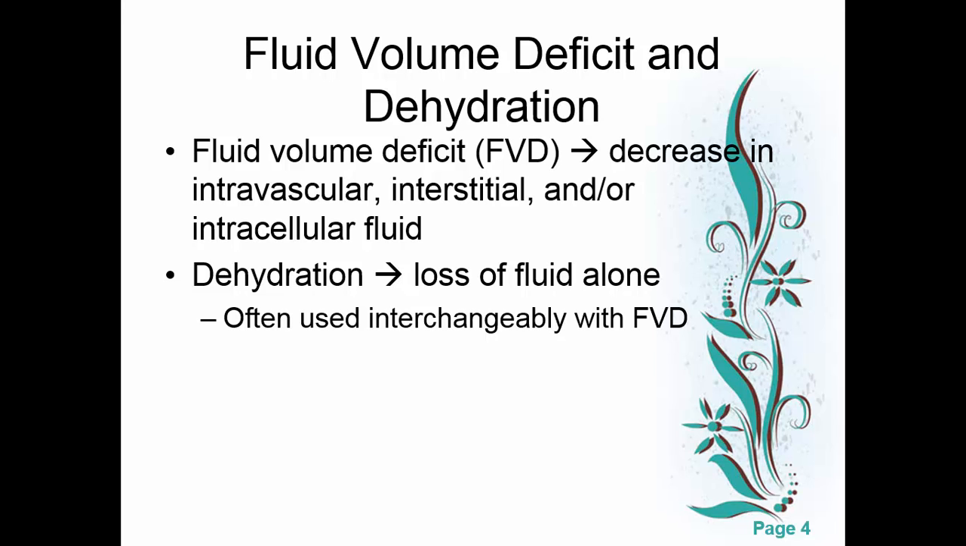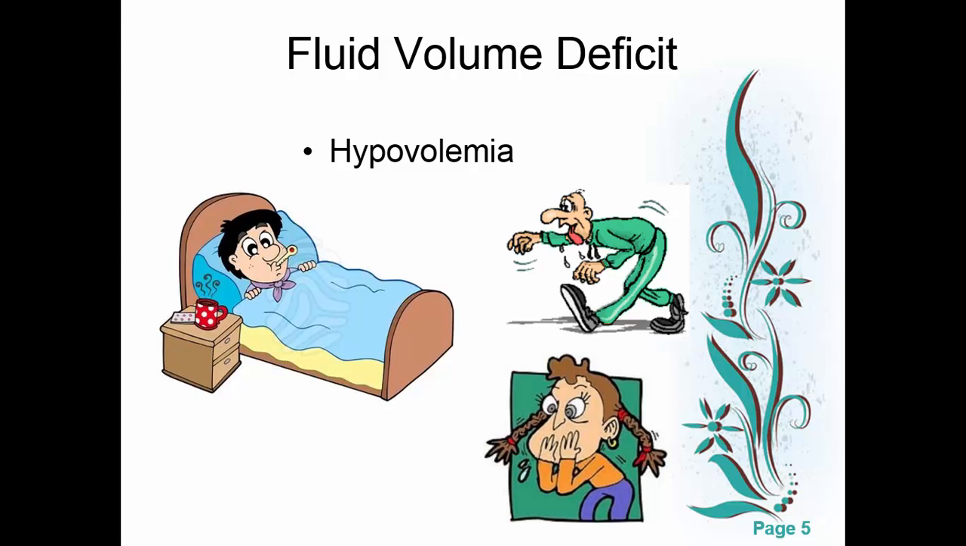Looking at fluid volume deficit and dehydration. Fluid volume deficit is a decrease in intravascular, interstitial, and/or intracellular fluid. Dehydration refers to loss of fluid alone. It is often used interchangeably with fluid volume deficit. However, they are quite different. Because remember, dehydration refers to the loss of pure water only without the corresponding loss of sodium, which is a fluid volume deficit.